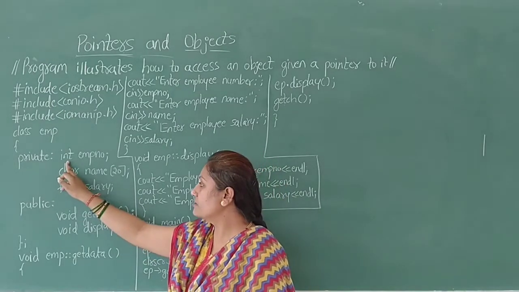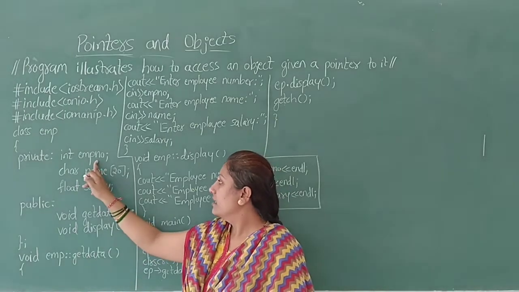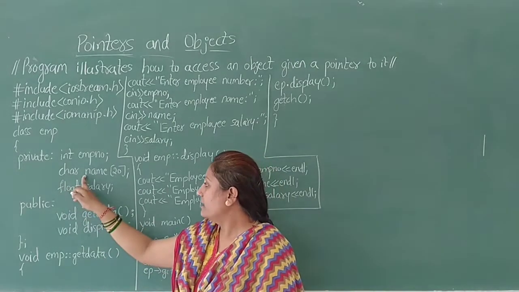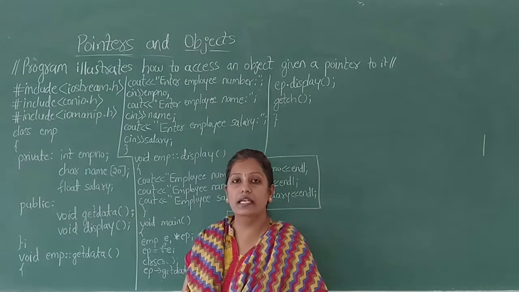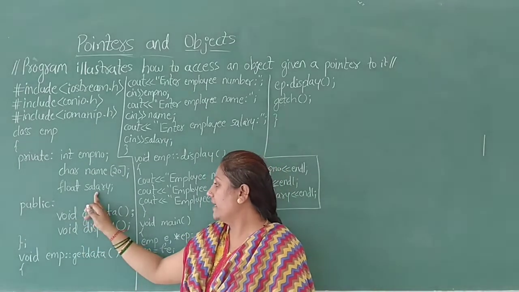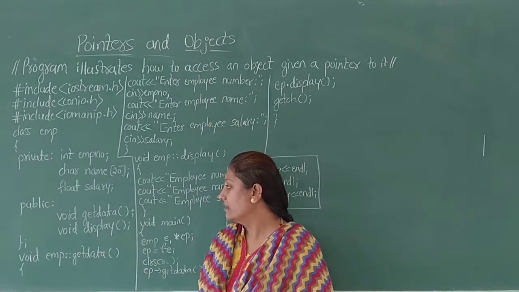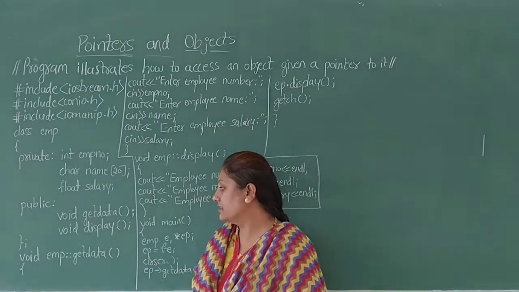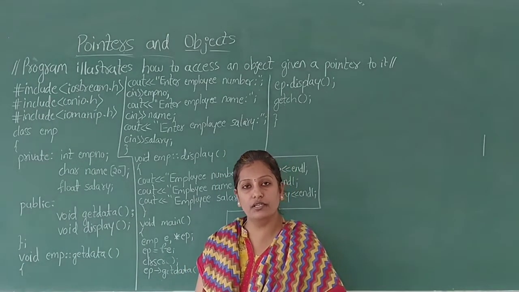Here we use int, meaning it reserves 2 bytes of memory for the data member emp no, char reserves 1 byte of memory for the data member name, and float reserves 4 bytes of memory for the data member salary. And in the public section, 2 member functions are declared: get data and display, and these 2 member functions are defined outside the class using the scope resolution operator.